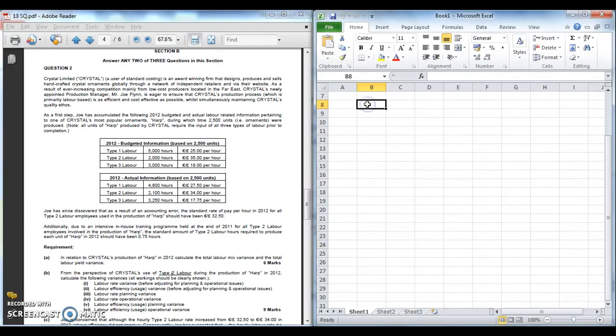So we have AQAM, AQSM, the difference, and the standard price or standard rate. So we should have AM, actual hours, actual mix, and actual hours, standard mix. You can use either hours or quantity as long as you understand it's labour, and then we will get the variance. We have three types of labour, type 1, type 2, type 3. This is essentially just giving the information you have, the actual hours, the actual mix. That is the actual information here: 4,800 hours, 2,100 hours, and 3,250, giving you total hours used of 10,150.